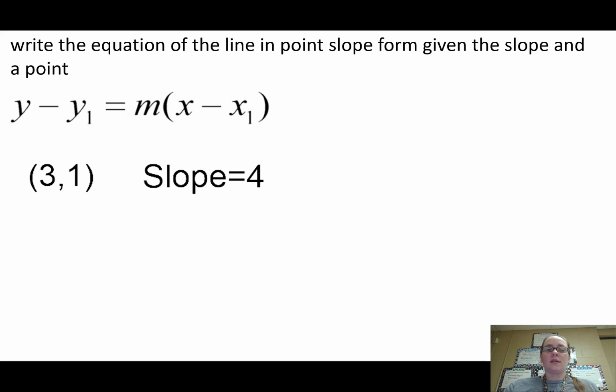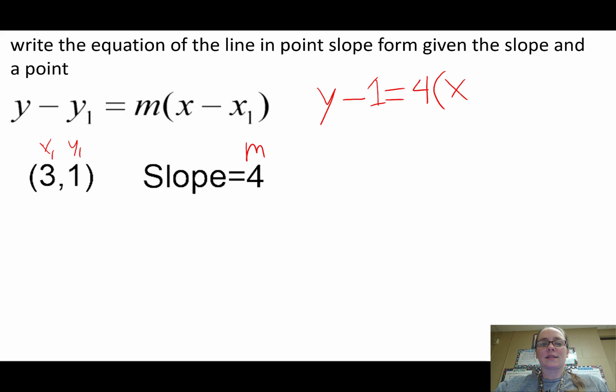So all I'm going to do is work with what I got. So this is my x1, y1, and here is my m, right? So all I have to do is plug those into the appropriate spots. So we're going to get y minus my y1, that's 1, equals my m, which is 4, times x minus my x1, which is 3. And that's just writing it in point-slope form. Now, in the next video, we'll get into switching this to slope-intercept form from here.